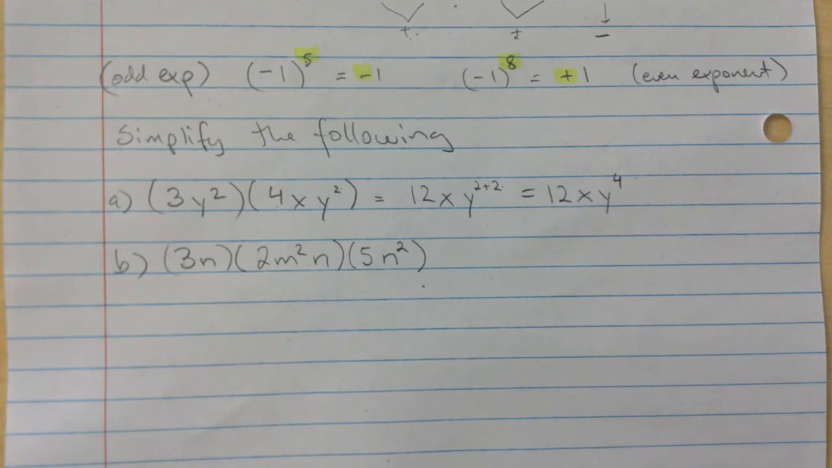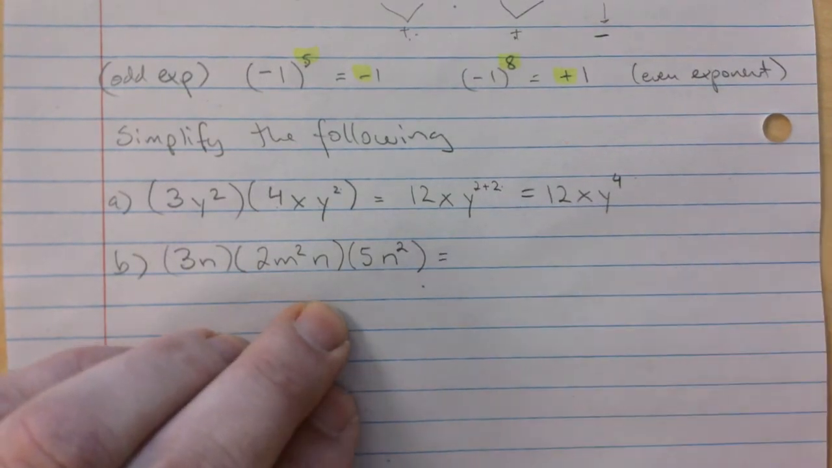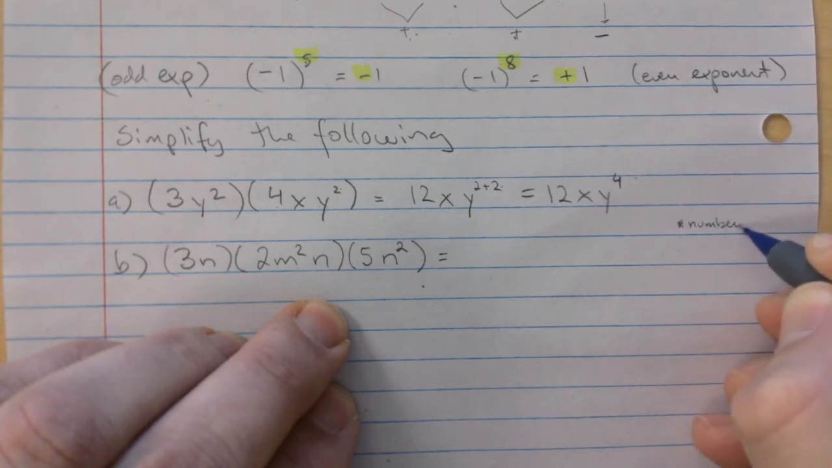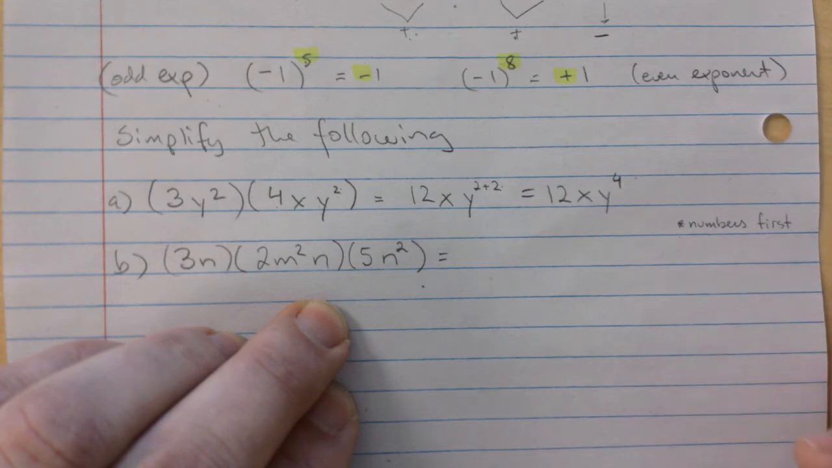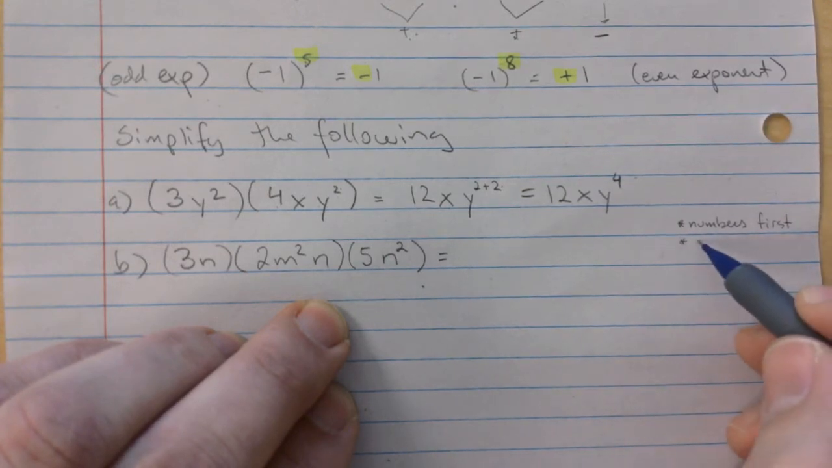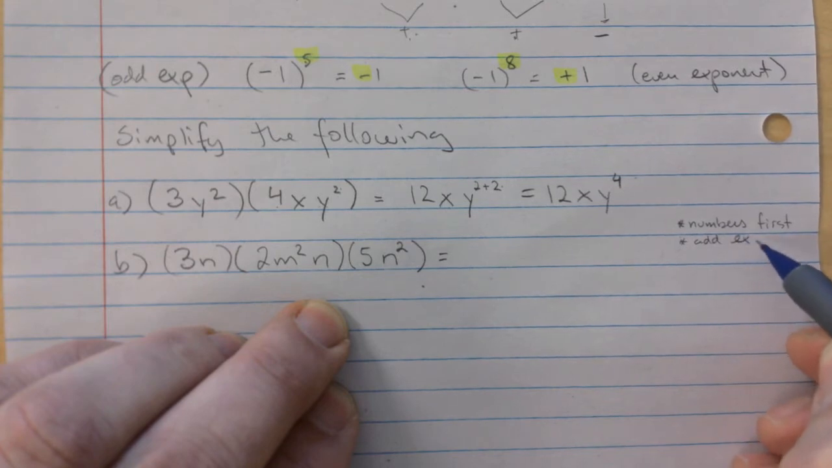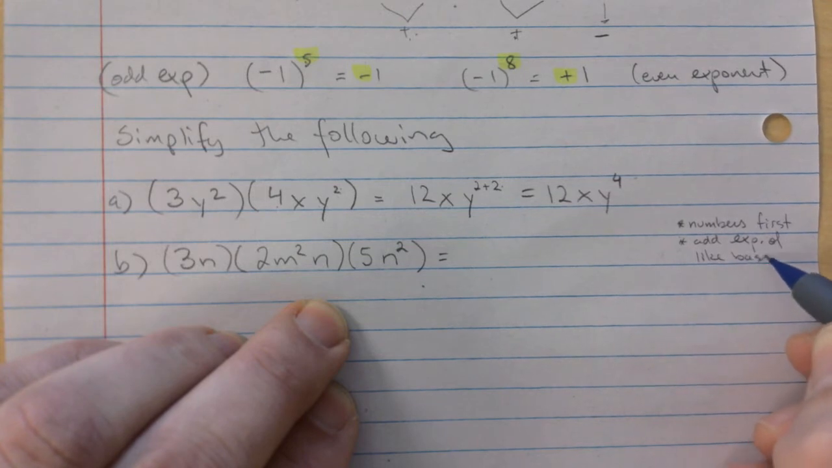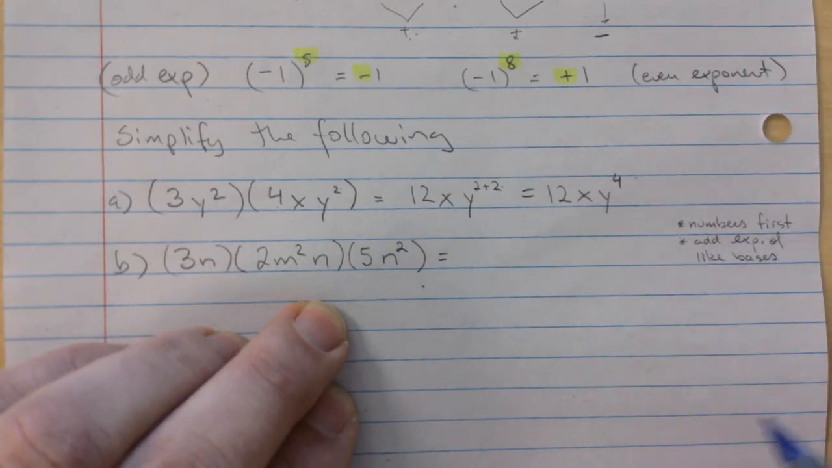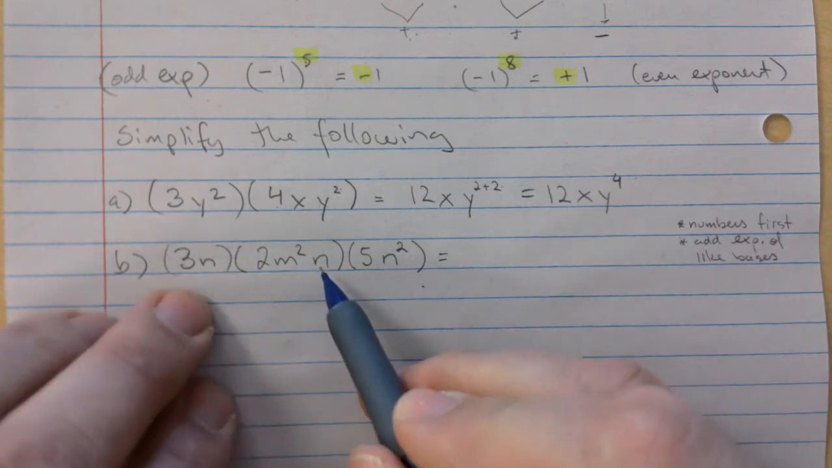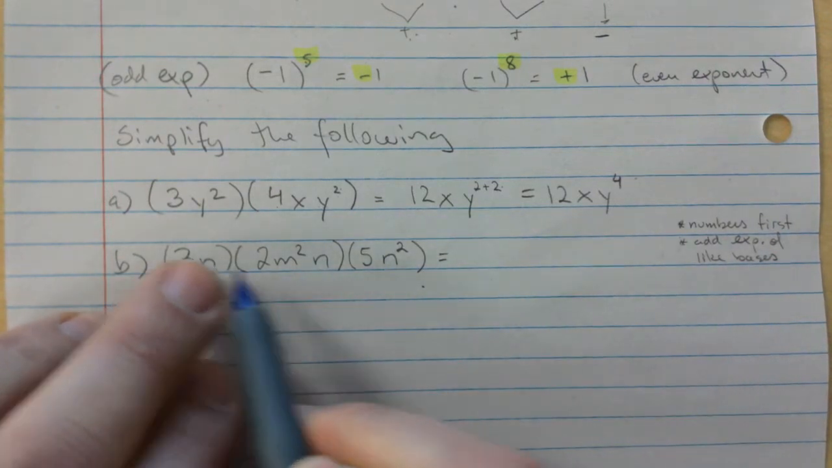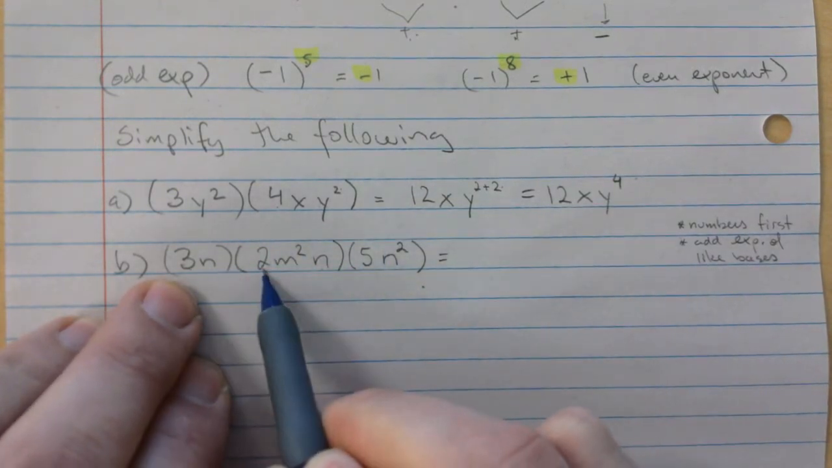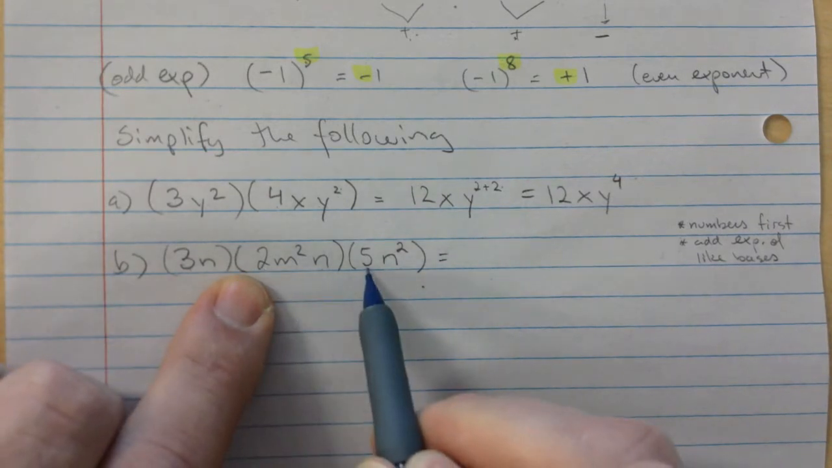So again, multiply your numbers. Maybe I'll put on the side here: numbers first, add exponents of like bases. Numbers first, then add exponents of like bases. So you can actually go like this, okay? These are just expressions multiplying. There's no adding or subtracting here. So you can go 3 times 2, which is 6, times 5 is 30.